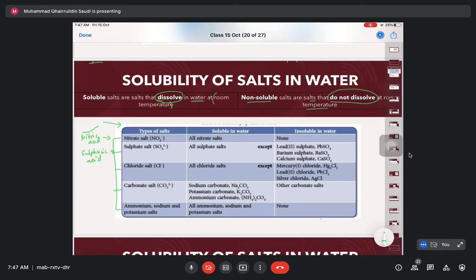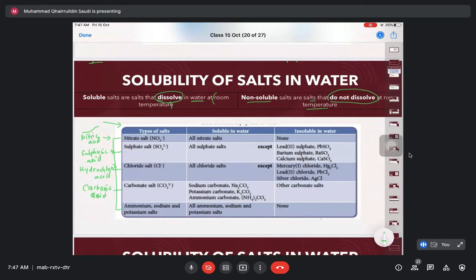Carbonate salt. Carbonic acid. Yes, carbonic acid. Chloride salt? Chloric acid. Hydrochloric acid. Suka hati je. Hydrochloric acid.